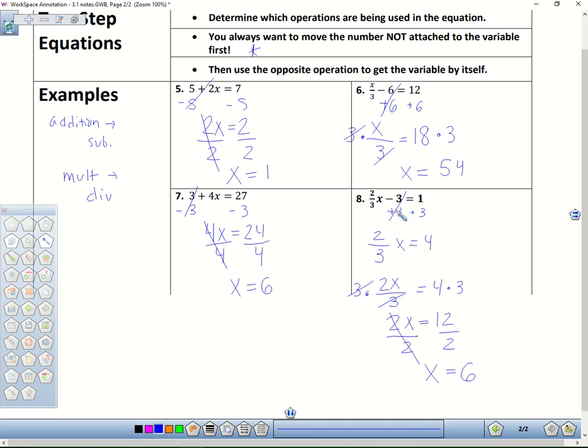So anytime you have a fraction like this, bring your variable up to the numerator, so then you have 2 separate things that you can work with, okay?